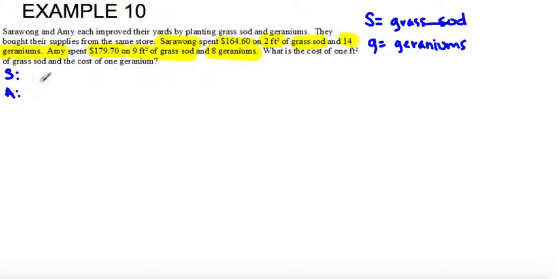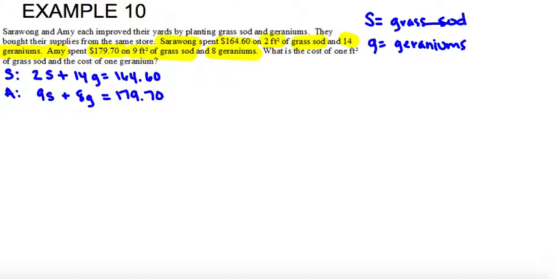So Sarah Wong has 2 square feet of grass sod, so 2S, plus 14 geraniums, so 14G, equals $164.60. And we know that Amy bought 9 square feet of grass sod and 8 geraniums, and that was $179.70.